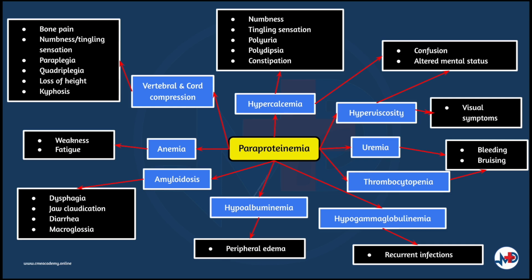Paraplegia or quadriplegic symptoms are generally attributed to spinal cord or vertebral compression. Visual symptoms, on the other hand, are a result of hyperviscosity. Recurrent infections are due to hypogammaglobulinemia. Polyuria, polydipsia, and constipation are caused by hypercalcemia. Increased bleeding and bruising are manifestations of thrombocytopenia, hyperviscosity, uremia, acquired clotting factor inhibition, and interference with the bleeding cascade by M proteins.